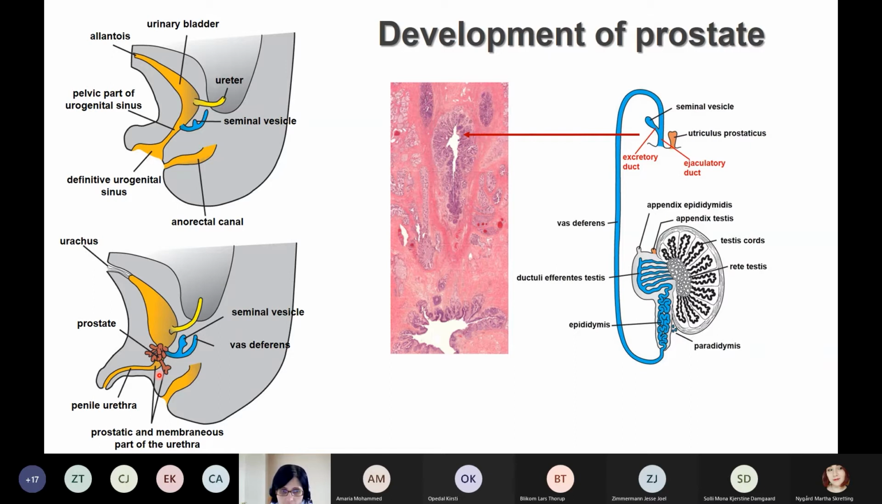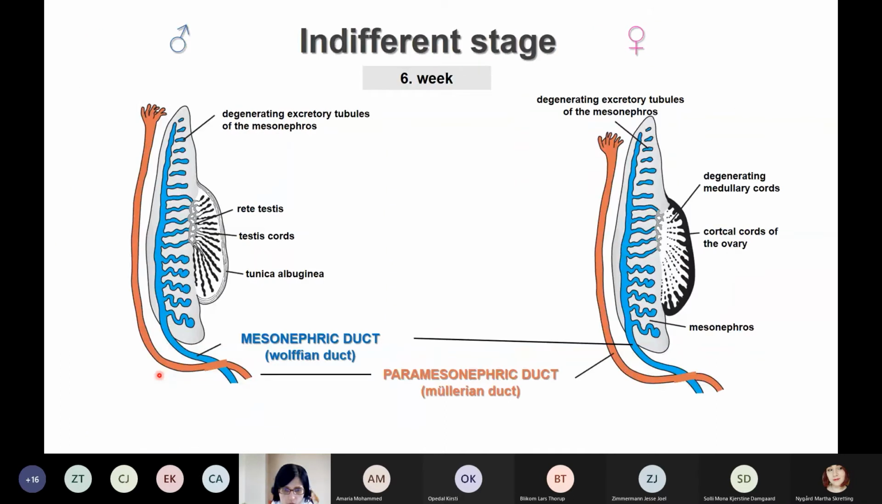If we then continue the discussion of the development, we should see the development of the female genital canals. In the case of the female genital canal, we should also mention the indifferent stage again. So this is what we have already seen. So this is the indifferent stage. At the end of the 6th week, we could not see any differences between the two sexes.